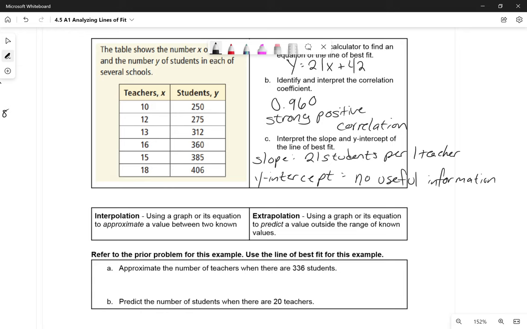If I look here, I see I have 336 students, and students is our y variable. So I am going to substitute in 336 for y to be able to solve for x. So we would just need to subtract 42 on both sides and then divide everything by 21. I'm going to be doing that on a calculator off screen. So that way I can see that when there are 336 students, there should be 14 teachers. I misspelled that.